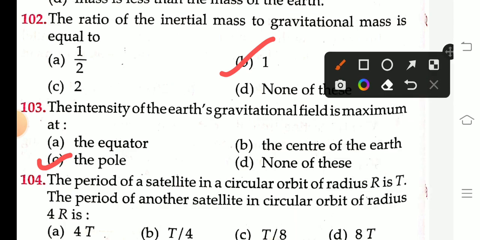The period of a satellite in a circular orbit of radius r is T. The period of another satellite in circular orbit of radius 4r is 8T.